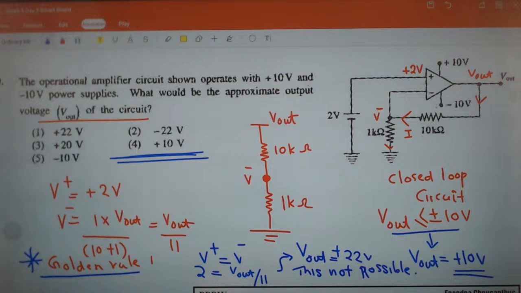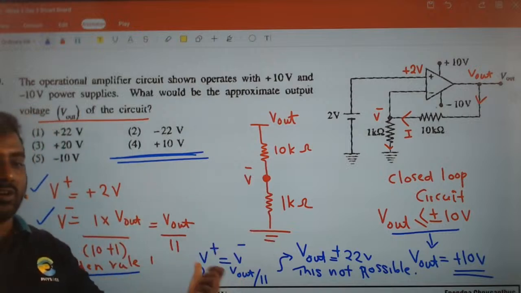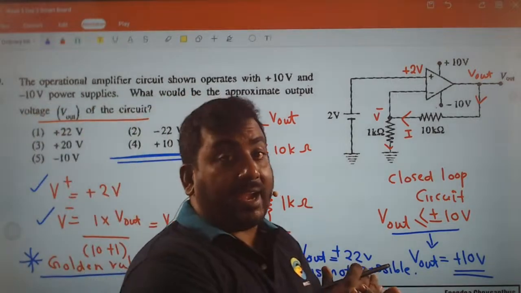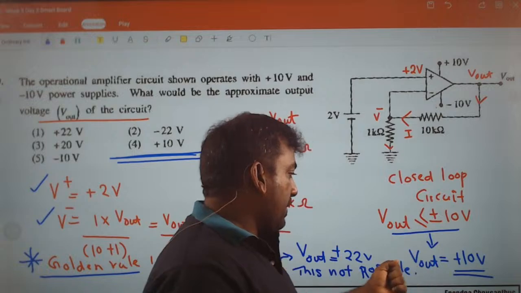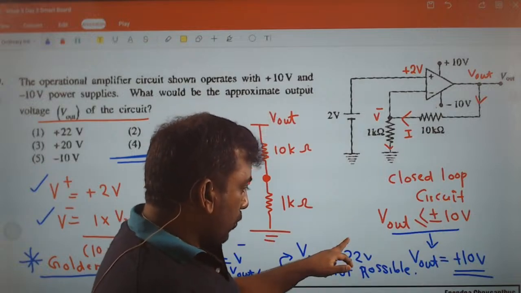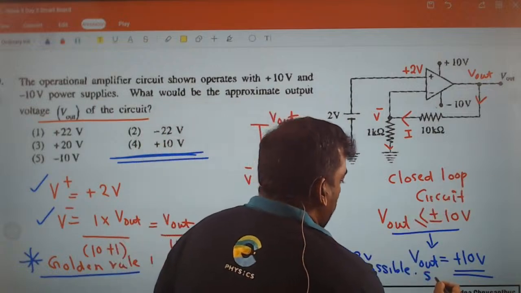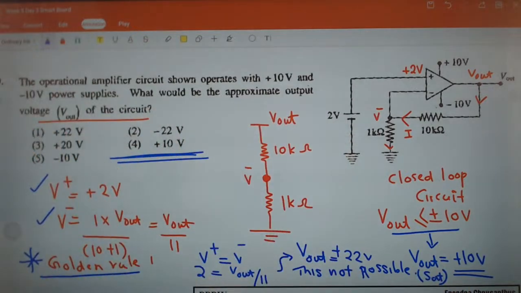So this is the order. Find V plus, find V minus, apply golden rule 1. From there you can get the output, but remember, your output can never exceed the supply, whatever happens. So the maximum possible output will be plus or minus 10. Your output answer is plus 22, so the output will saturate at plus 10 volts.